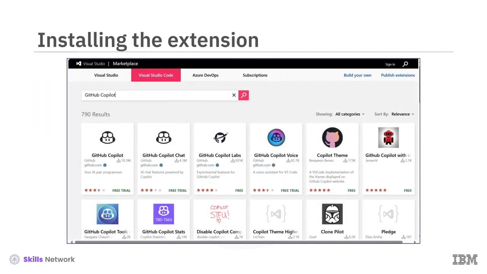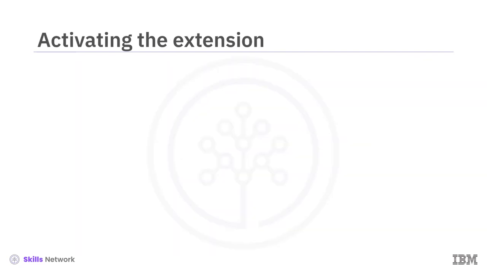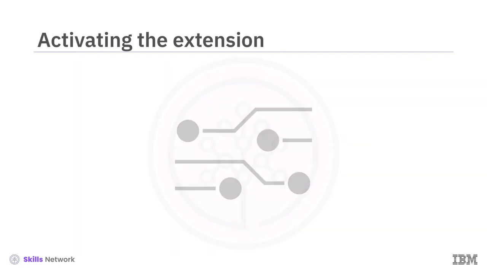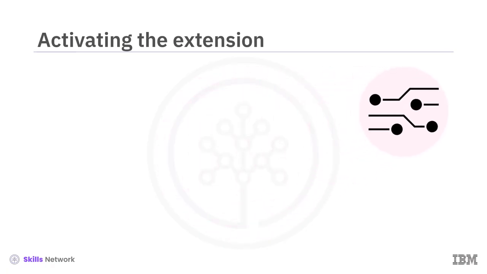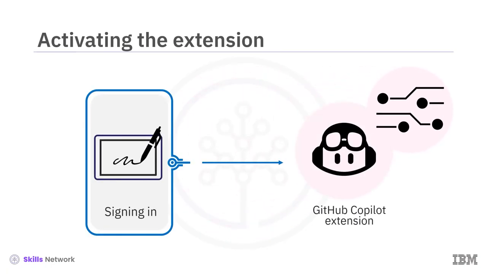The first step is installing the GitHub Copilot extension in your Visual Studio Code environment. You can find it in the Visual Studio Code Marketplace. After you install the extension, you will activate the extension within Visual Studio Code. This step typically involves signing in with your GitHub account and allowing the necessary permissions.